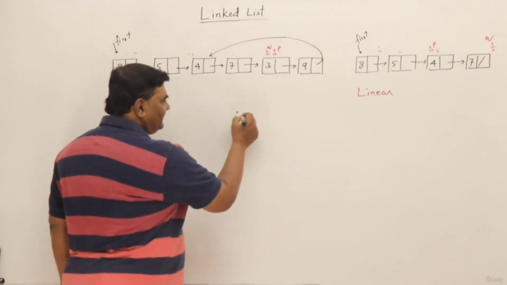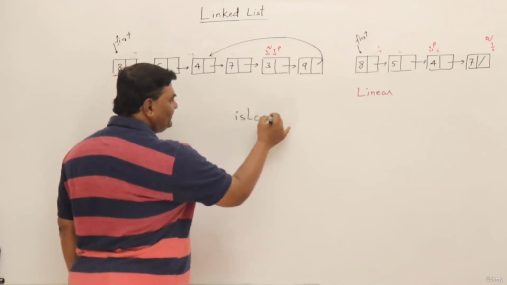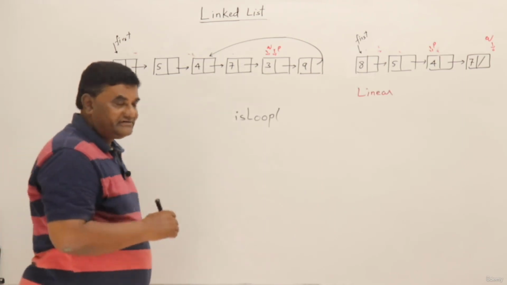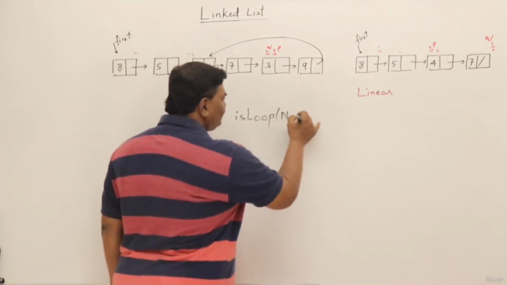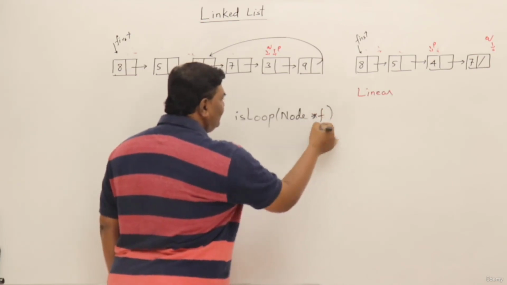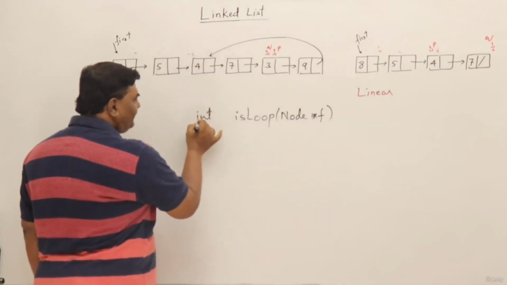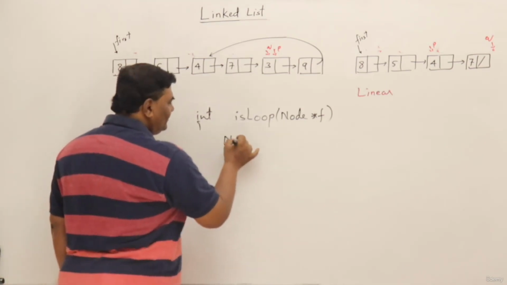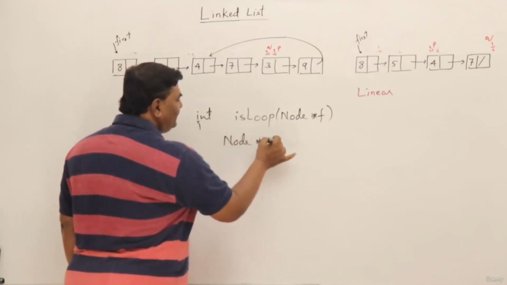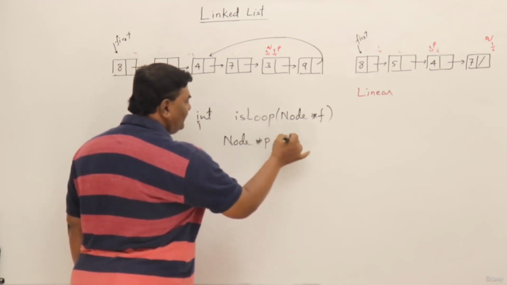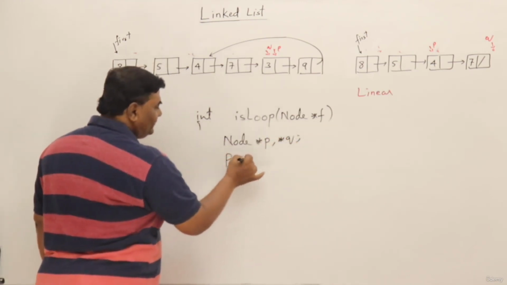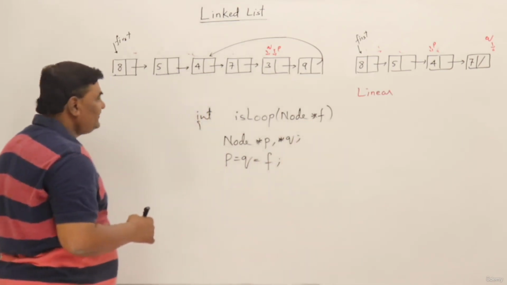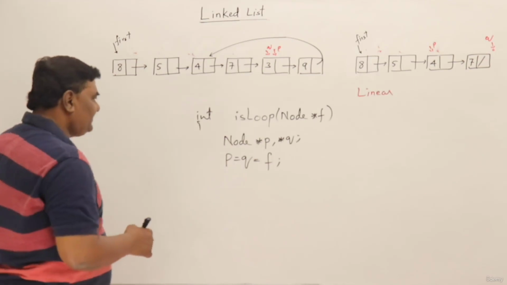I'll write a function. Let us call the function isLoop. So this will return true if there is a loop. If it is linear, it will return false. So this takes a pointer to the first node. This is f. Then it is going to return true or false, so it is integer type. Now we need 2 pointers, node P and Q. 2 pointers are needed, and P and Q both are on first. This is f. F is for first. First we will be passing it as parameter.